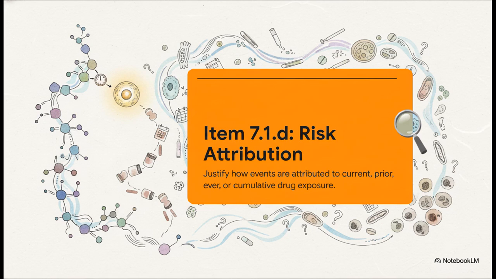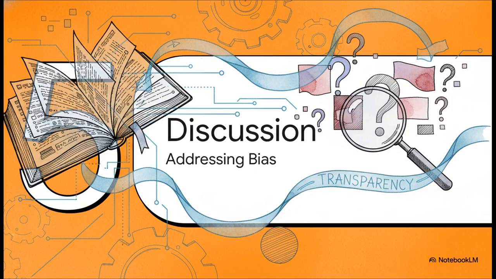So if a patient has an adverse event, should we link it to the drug they're taking right now? Or could it be because of their cumulative exposure over the past 5 years? The answer depends on the biology and the research question, and authors have to be crystal clear about which model they used and why. Now, if you do a great job reporting your methods, it sets you up perfectly for the next step, having a transparent discussion about potential biases.